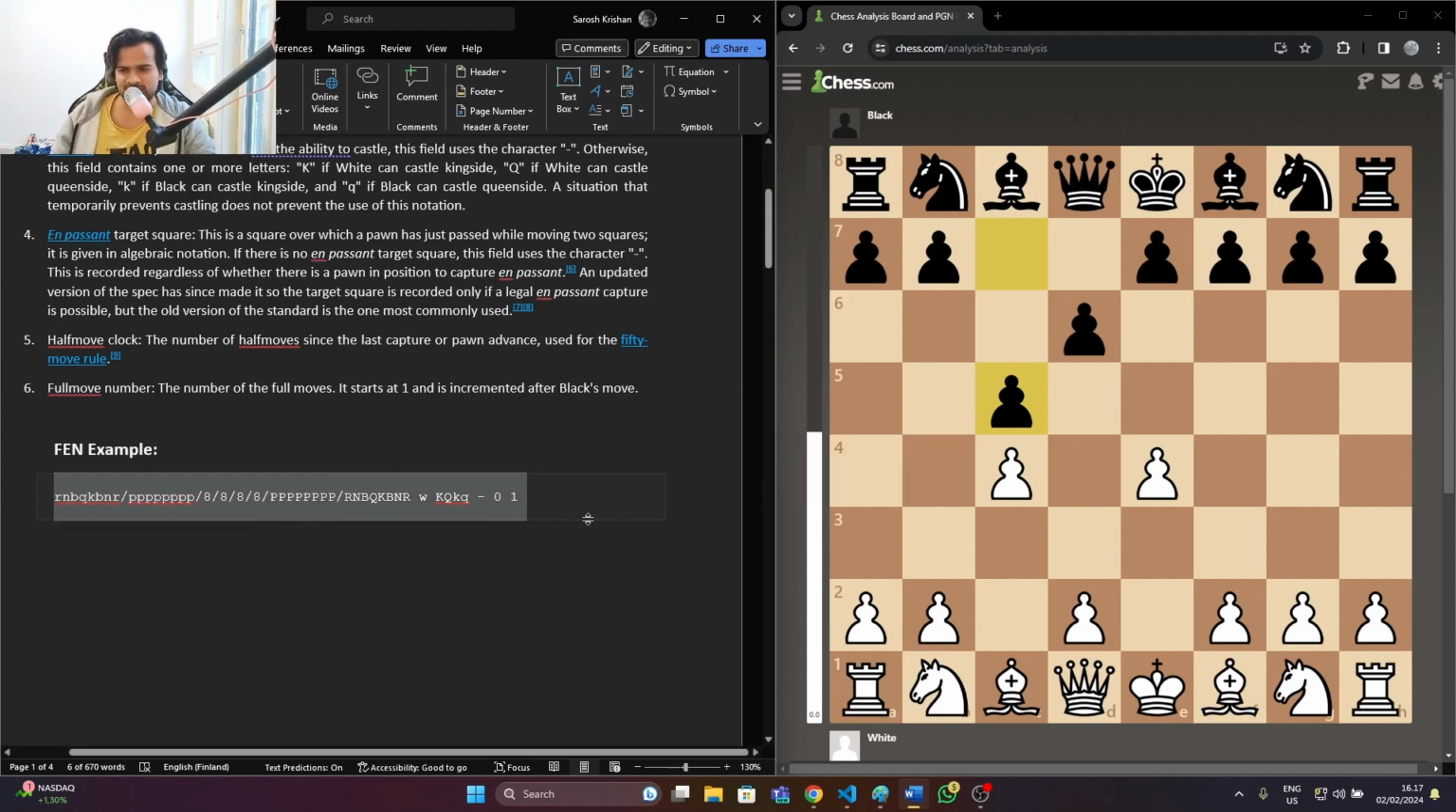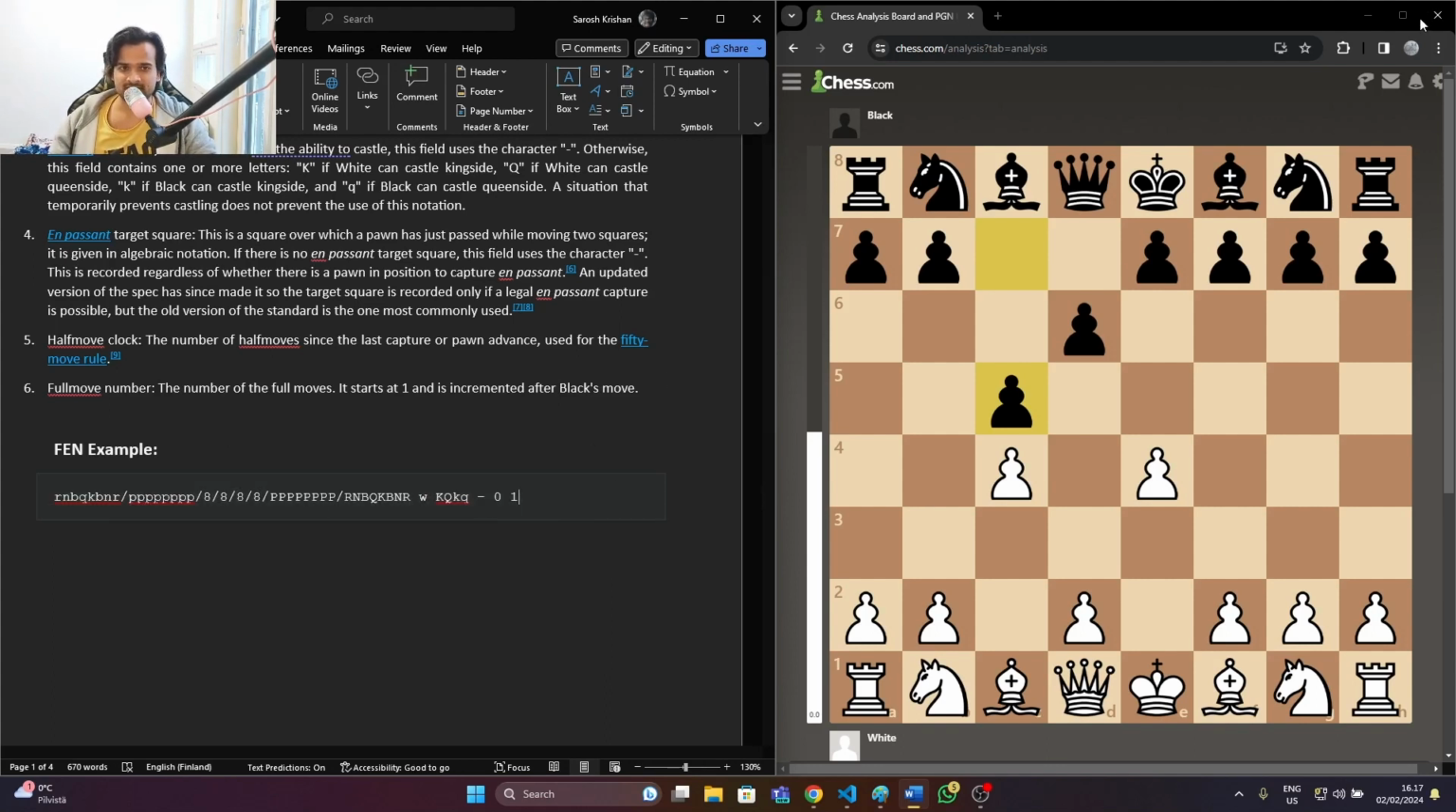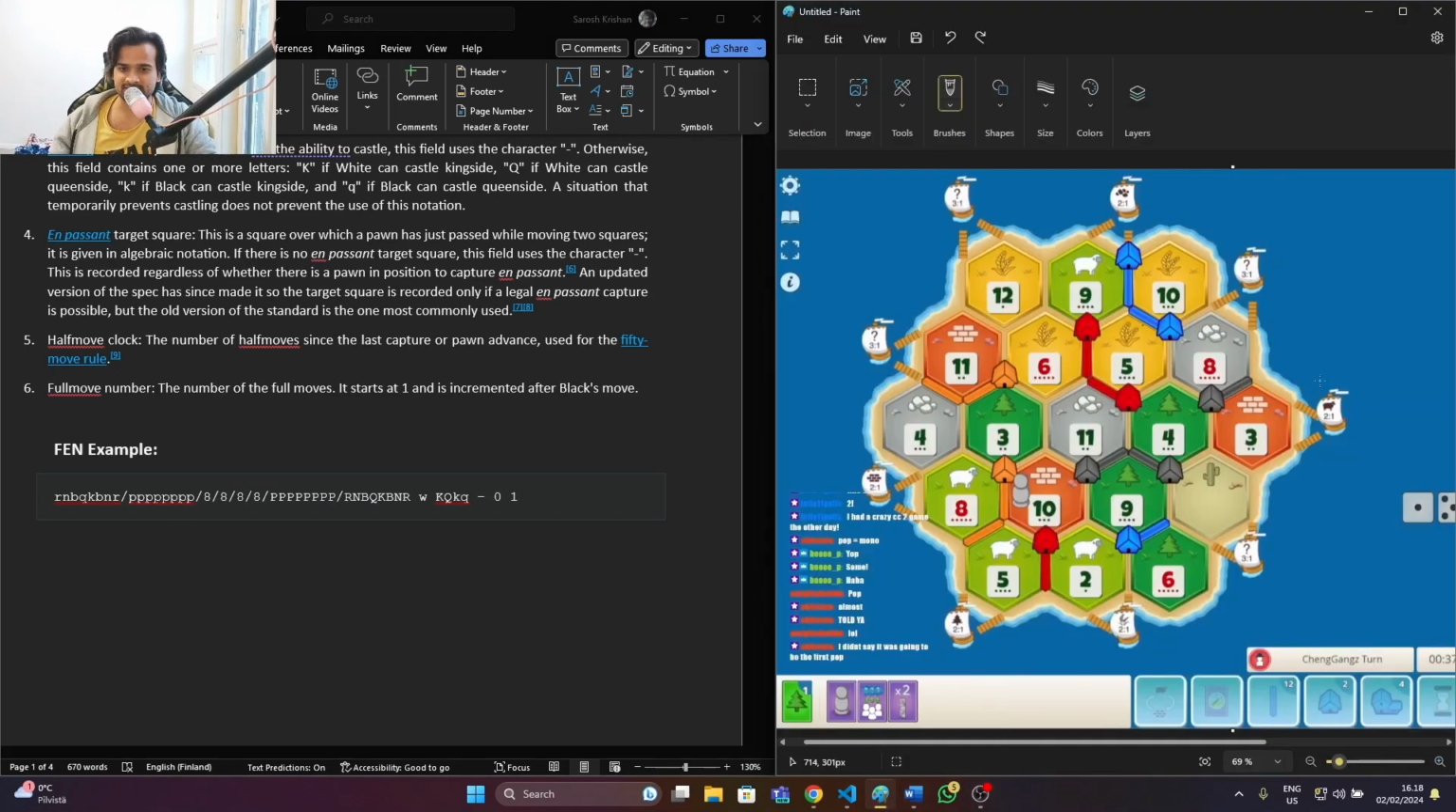And this can be used for training AI, or making puzzles and sending them to your friends so they can actually play the puzzles instead of just having a picture and thinking about it in their heads. So I'm trying to create something like this for the game of Catan. If you don't know what Catan is, this is the game of Catan.